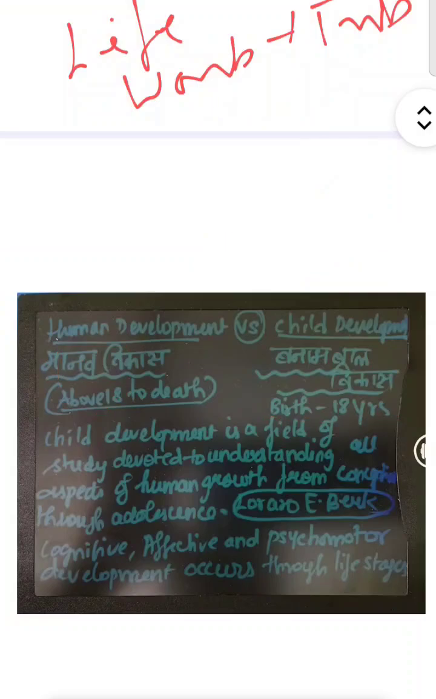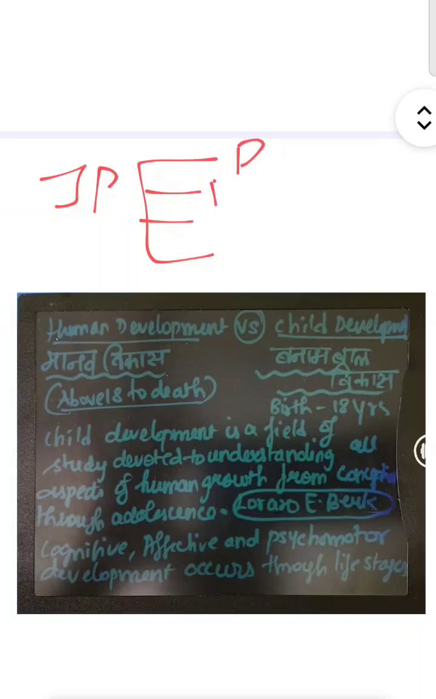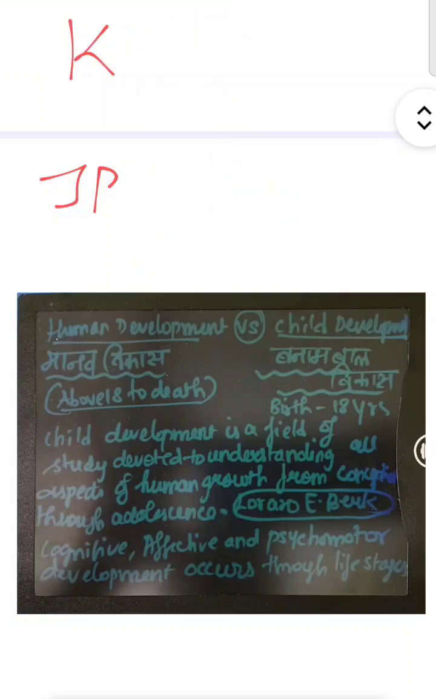For that, various psychologists have developed various theories, out of which Jean Piaget's theory recommends four stages of development: pre-operational, formal operational, concrete operational, and another developmental stage. So these are the four stages. Kohlberg's model divides moral development into pre-conventional, conventional, and post-conventional stages. So each psychologist divides the categories differently.